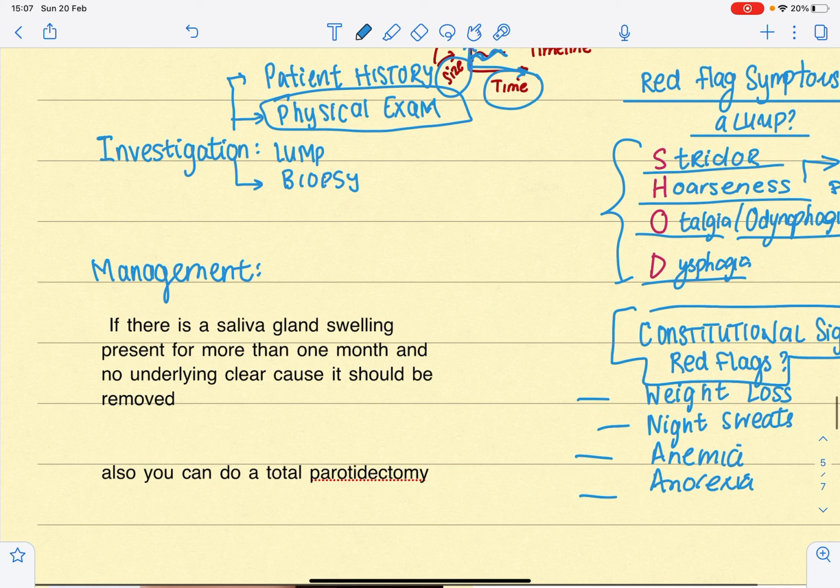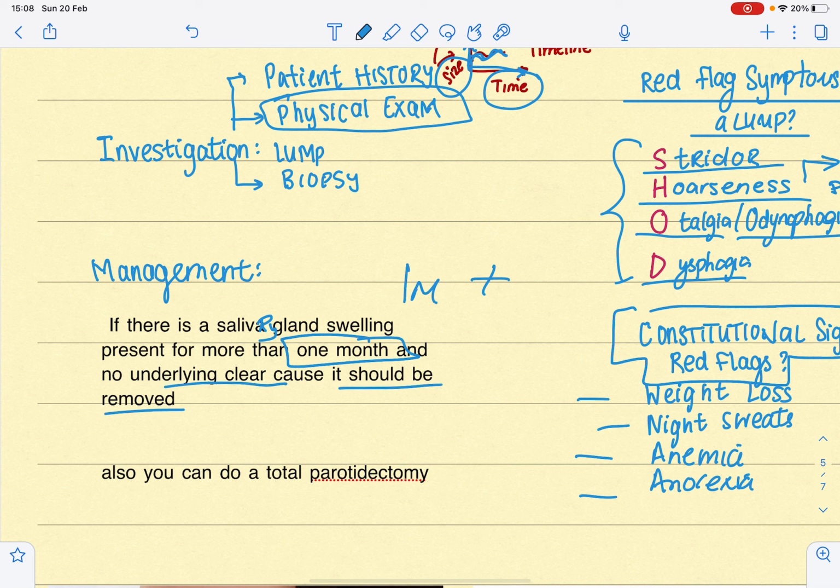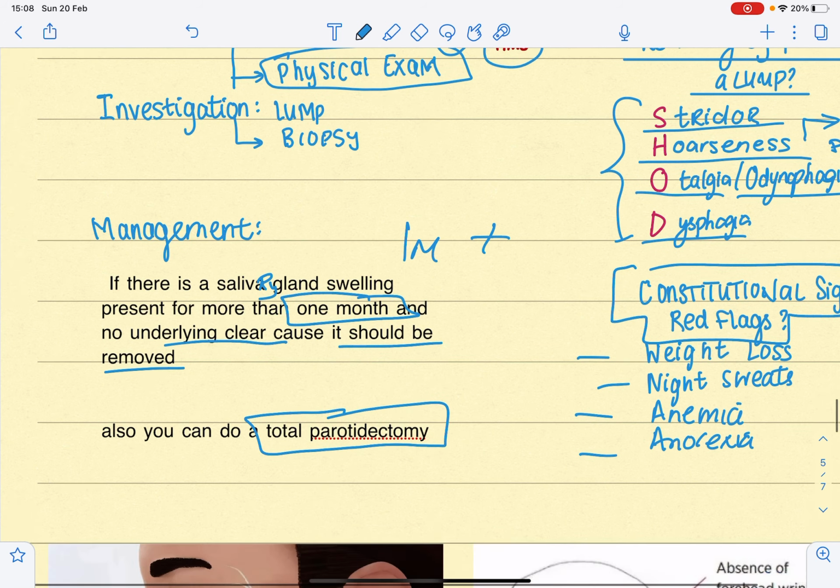Your management. Okay, if there is a salivary gland swelling present for more than 1 month, it should be removed, especially if it has no underlying cause. You can also do a total parotidectomy as a surgeon.